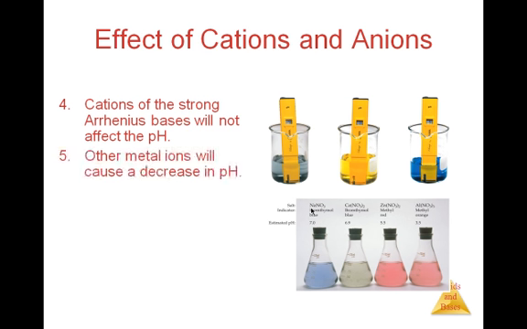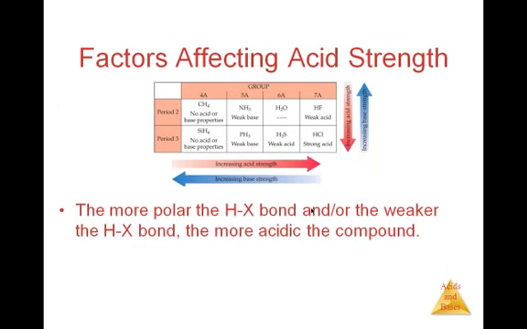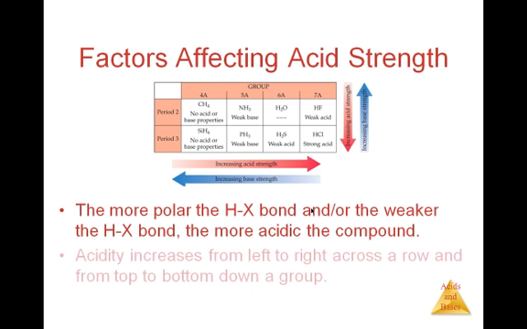Let's look at another one. Other metal ions will tend to decrease the pH. And that's just like we saw in the previous picture, that charge and size affect the pH. When a solution contains both the conjugate base of a weak acid and the conjugate acid of a weak base, the effect on the pH depends on the Ka and the Kb values. All right, this is the table that you would want to write down. I would recommend pausing this, looking at the table for a good 5 minutes and thinking about it.